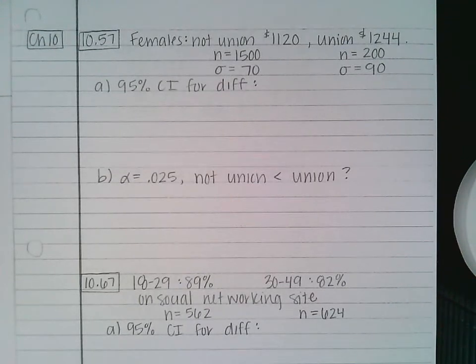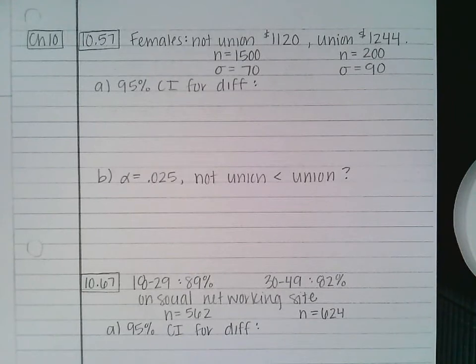So the first question is 10.57. Females who are not in the union make an average of $1,120 a month versus $1,244 in the union. You can see the samples here. I want to double check that n. I want to say it was out of 2,000. Hold on. Sorry about that.